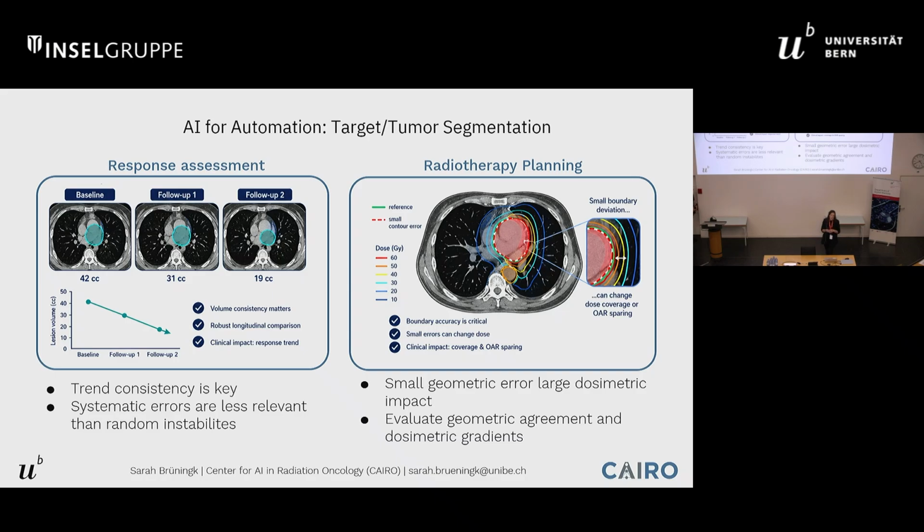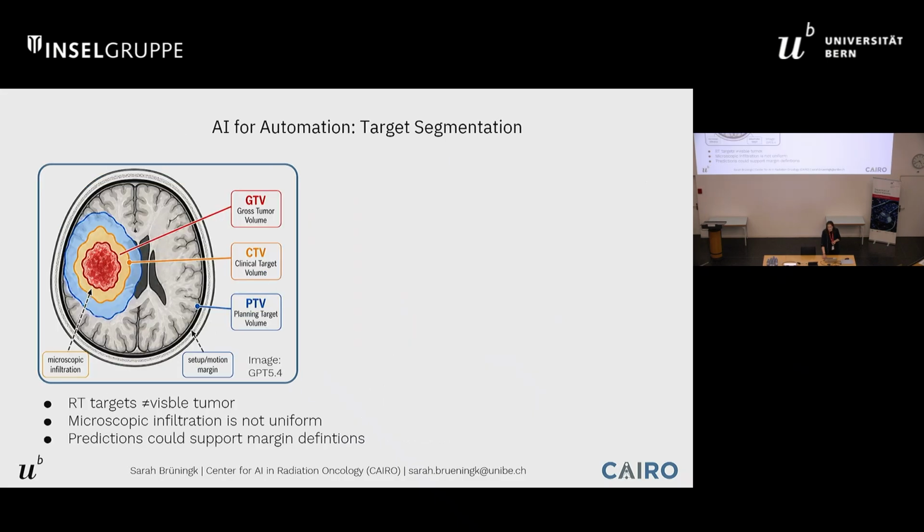For contouring in radiation oncology, small geometric errors could lead to very large dosimetric differences because, as I said, we try to target the dose to the tumor, meaning we have the strongest gradients in the very surroundings, so where the contours, the boundaries of these targets are. So we need to think about how to evaluate this geometric error, whereas in response assessment, it's more about the overall trajectory, where maybe smaller systematic deviations are more forgiving.